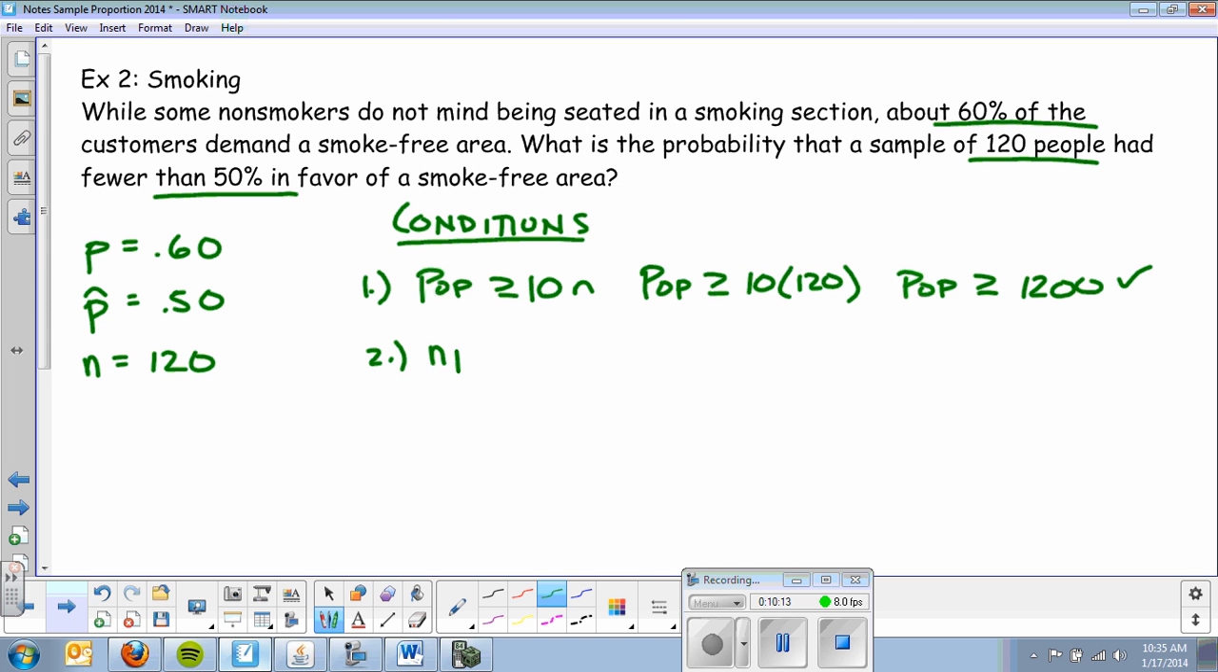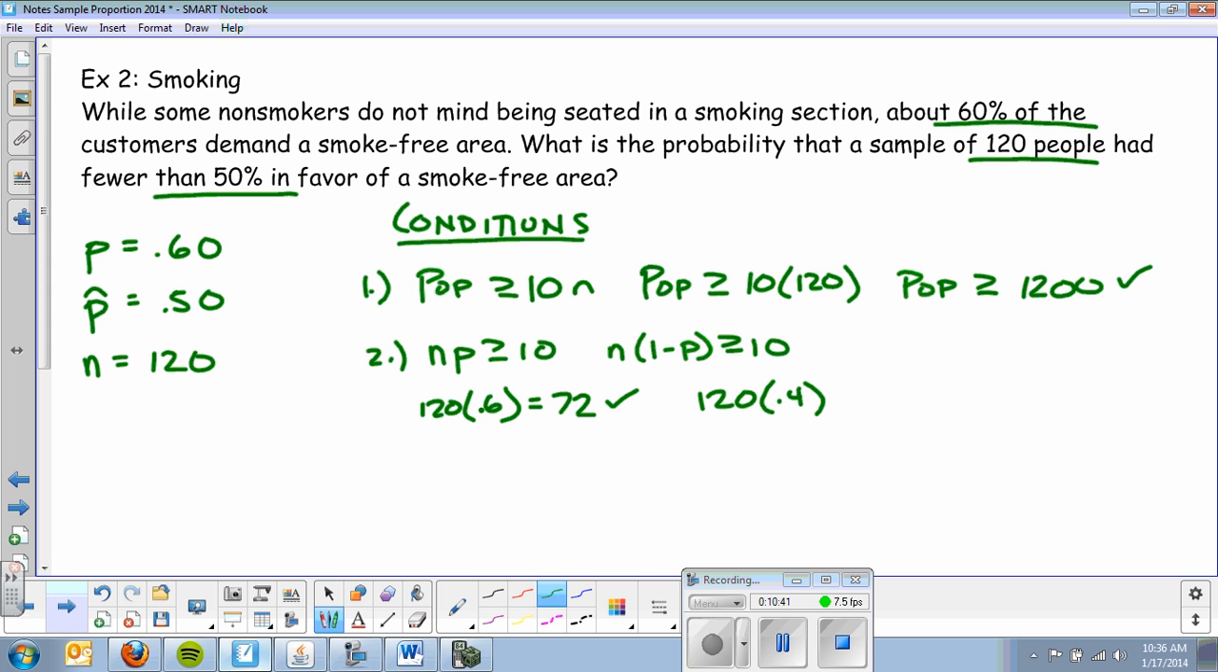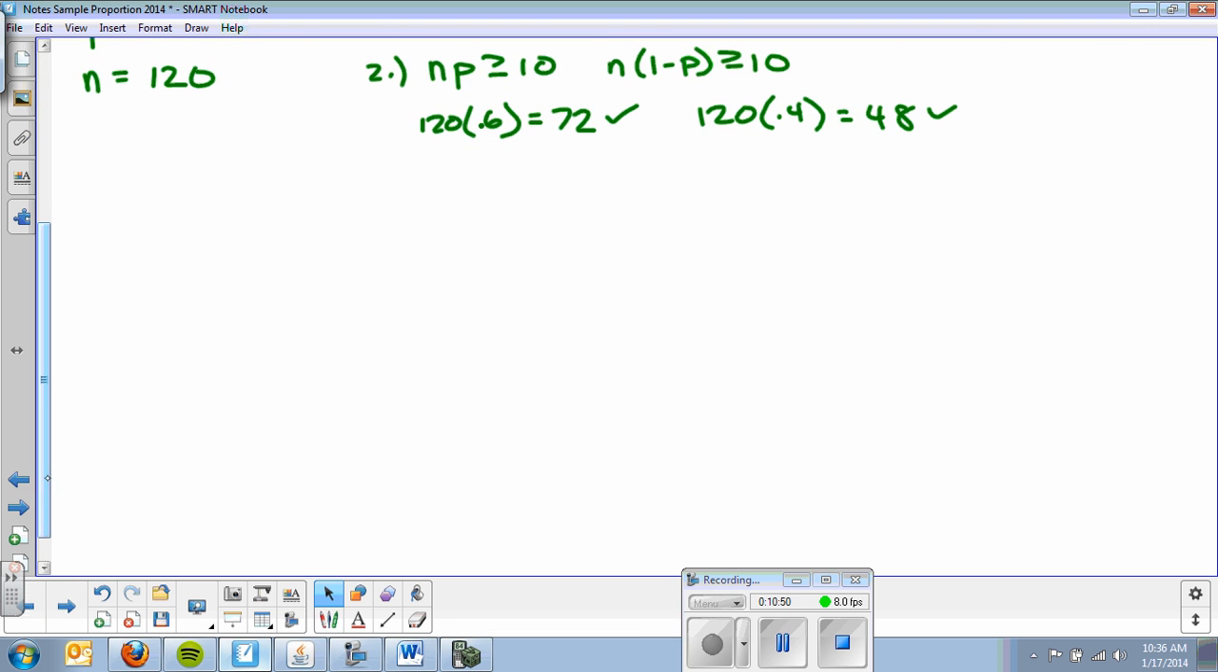And the second one, we have NP greater than or equal to 10 and N times 1 minus P greater than or equal to 10. So NP in this case would be 120 times 0.6, and that equals 72, which is definitely above 10. And we have 120 times 0.4, which is 48, which is also greater than or equal to 10. So all my conditions are met. I can proceed with a normal calculation.